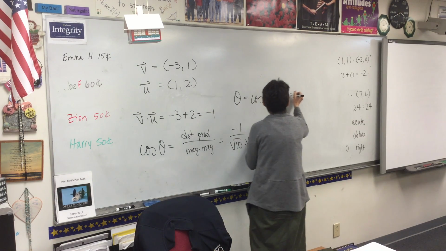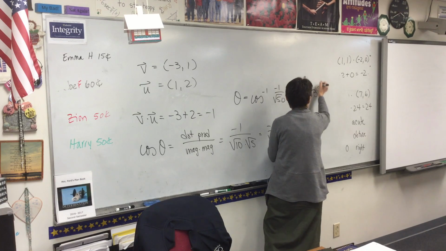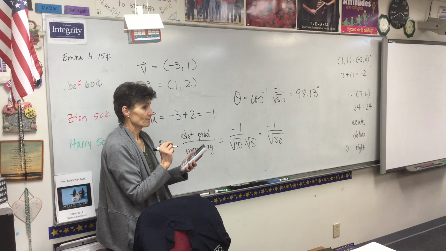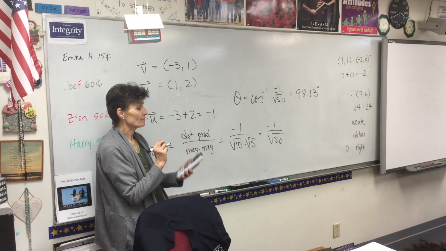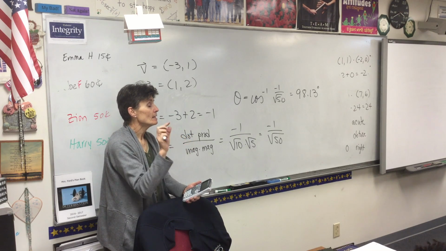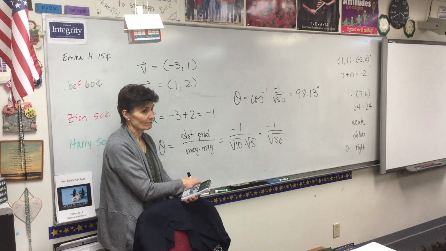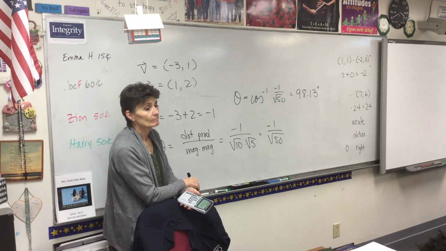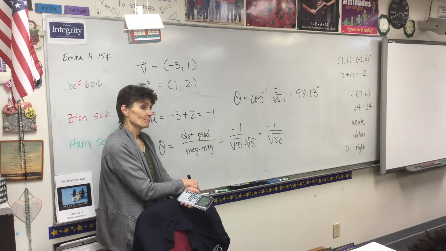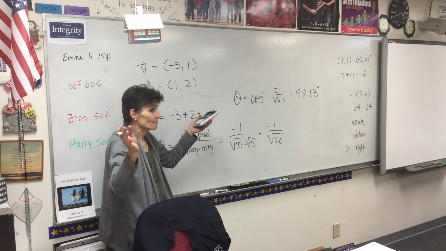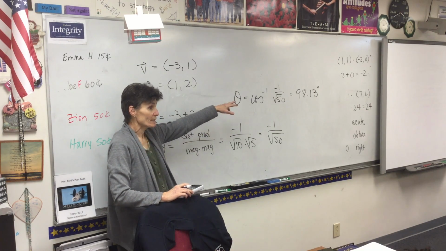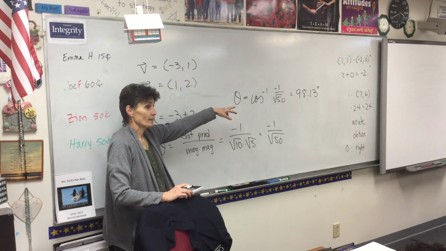Did you get 98.13 degrees? That's what you should have gotten. Try it again if you didn't. Just second cosine negative 1, make sure you're using the negative button, divided by root 50. Mason, did you get that? Or do you not have a calculator? No, this was missing. Did someone else get that? Yeah, I did. Okay. Now, remember in the beginning we said because the dot product was negative, we get an obtuse angle? We did, didn't we?